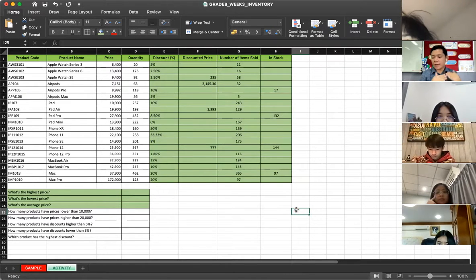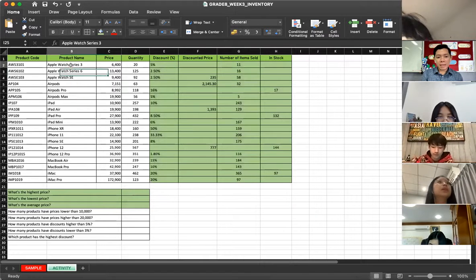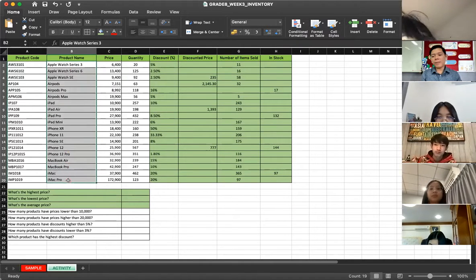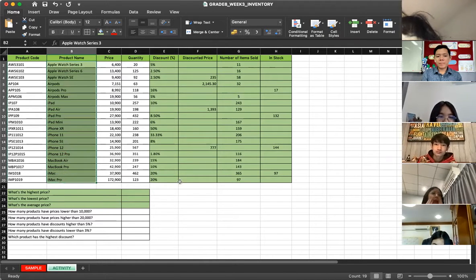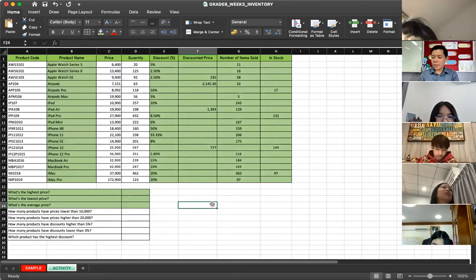So we have the sum function, average. We also have maximum and minimum. And also, students, I would like you to sort the names from A to Z. Right now, it's not alphabetical yet. So I would also want you to sort the names from A to Z. Those are the things that you need to do today.